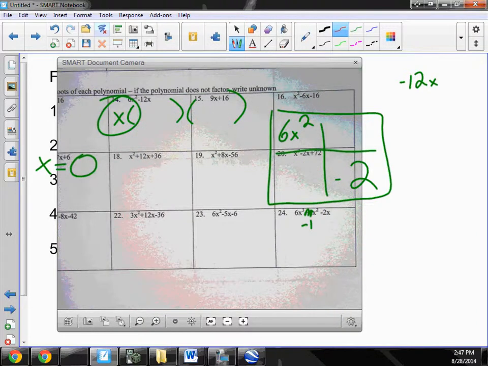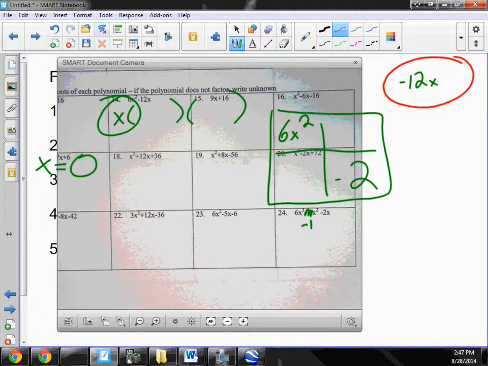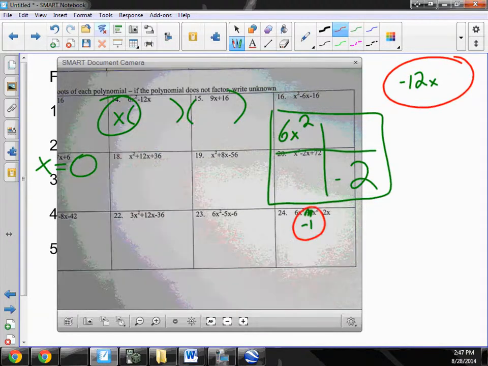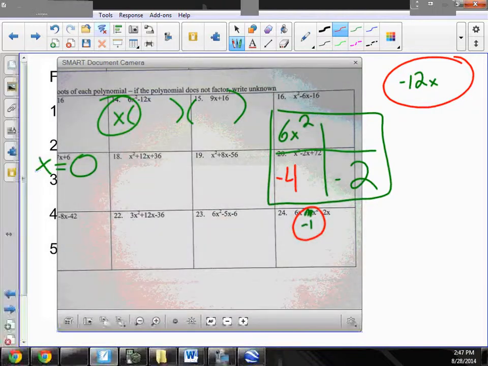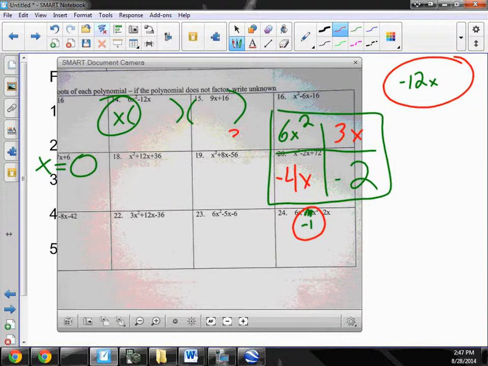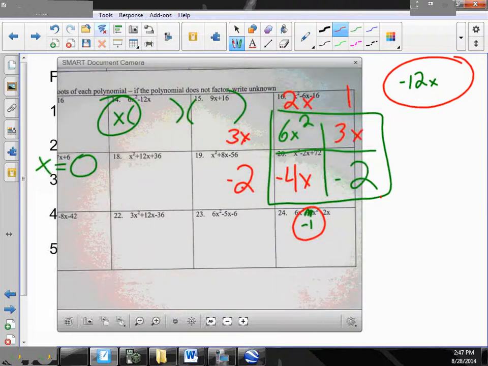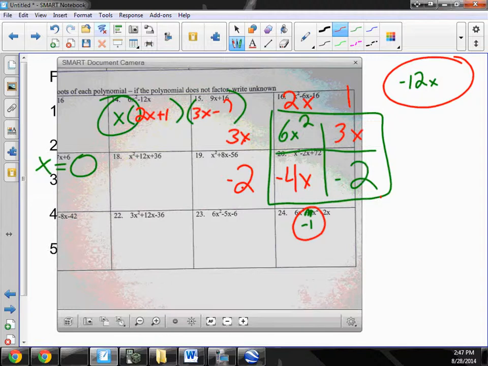We don't have to redo it. So now we're looking at factors of negative 12 that add to be negative 1. Negative 4 and 3. So minus 4x and 3x. What does the top row share? 3x, good. 6x squared over 3x is 2x. 3x over 3x is 1. Negative 4x over 2x is negative 2. Is negative 2 times 1 negative 2? Yes. So my factors are 2x plus 1 and 3x minus 2.